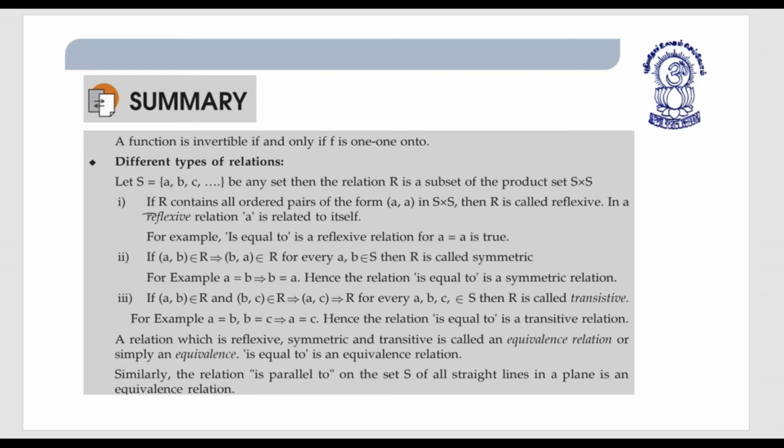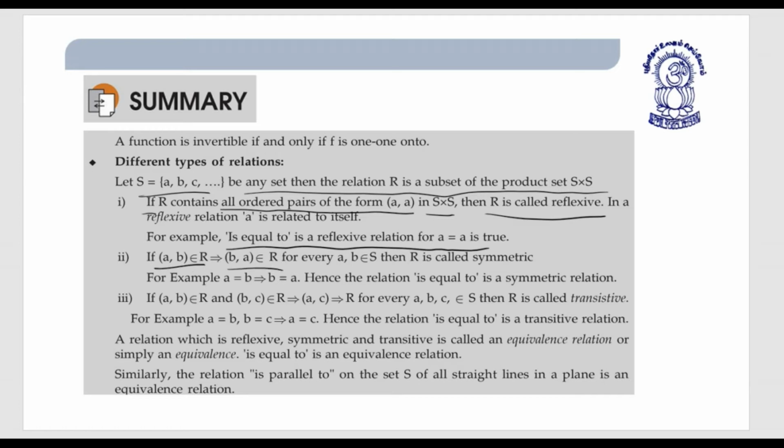If S = {a, b, c} is any set, then a relation R is a subset of the product set S cross S. If R contains all ordered pairs of the form (a, a) in S cross S, then R is called reflexive. For example, is equal to is a reflexive relation, for a = a.